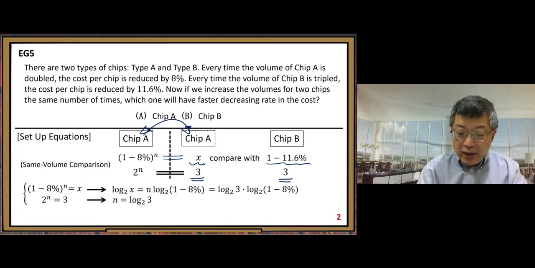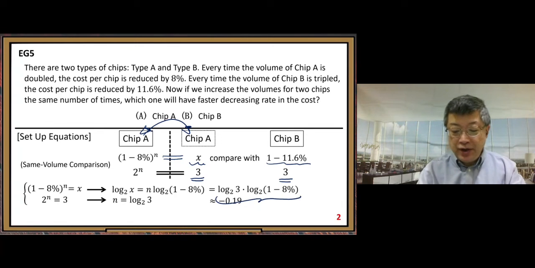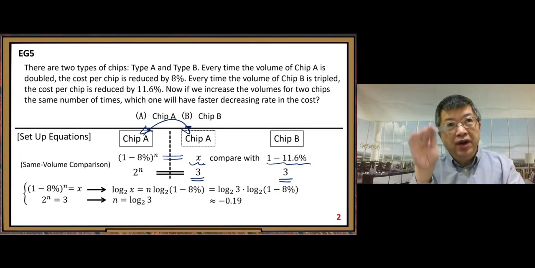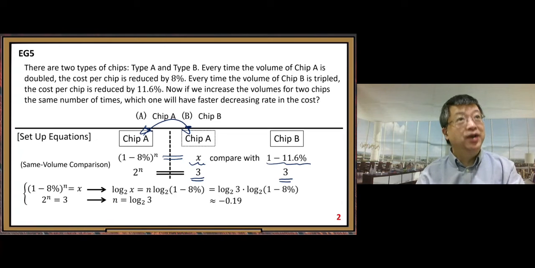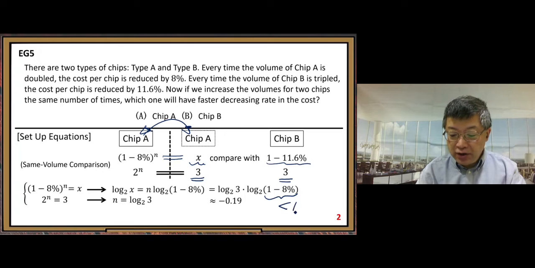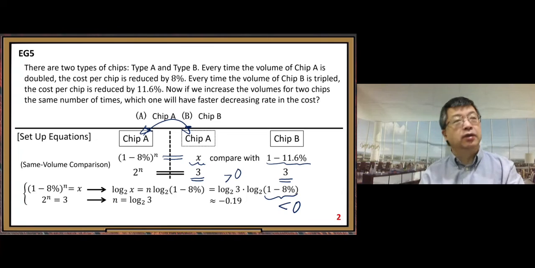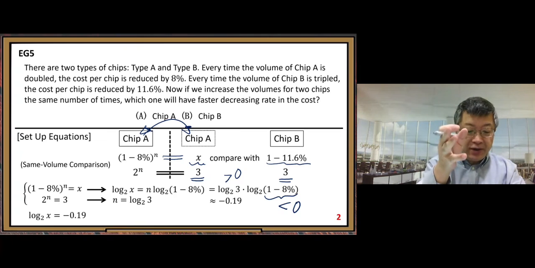So you can see this number can be found. So it is negative, approximately negative 0.19. So it's okay, negative number, it is okay, right? The reason it's negative is because this number is smaller than 1, so the second log is less than 0. So the first greater than 0, product, it's negative. Now it's okay.